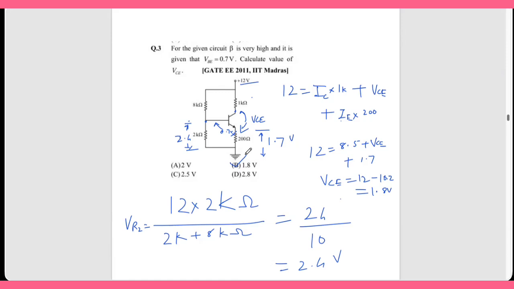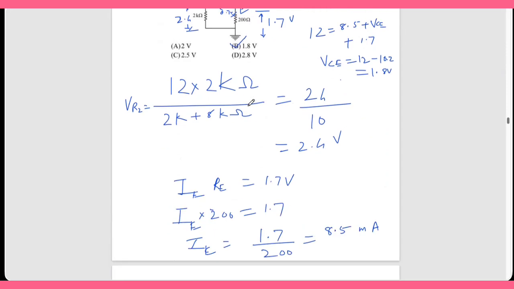Sir, can you tell again, sir? This here, what is the voltage? 12, sir. You want to find this voltage, right? Yes, sir. 12 minus this drop is only this voltage. Yes, sir. 12 minus IC into 1K is only this voltage. Okay, sir. Okay.